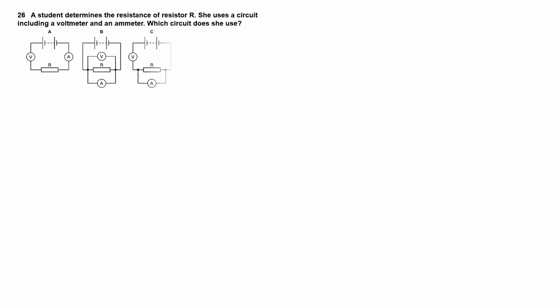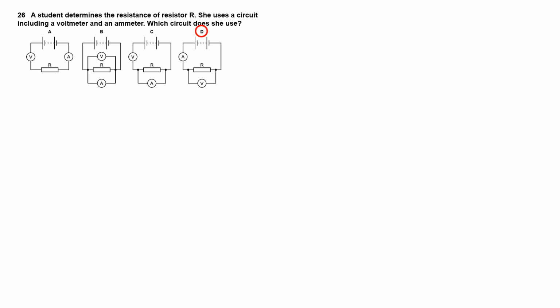Question 26. A student determines the resistance of a resistor R. She uses a circuit including a voltmeter and an ammeter. Which circuit does she use? For accurate measurements, connect the voltmeter in parallel with the resistor to measure voltage and the ammeter in series to measure current. Circuit D is correct as it properly connects the voltmeter in parallel and the ammeter in series with the resistor.